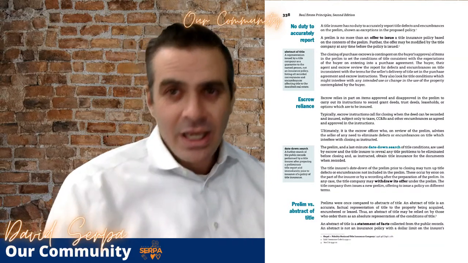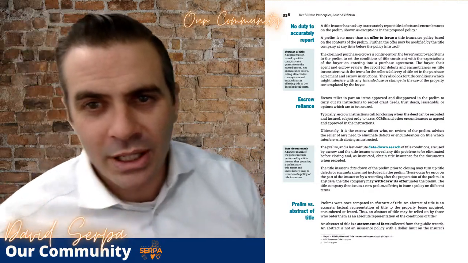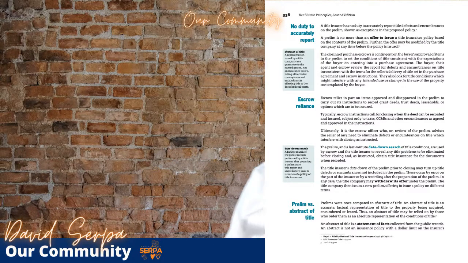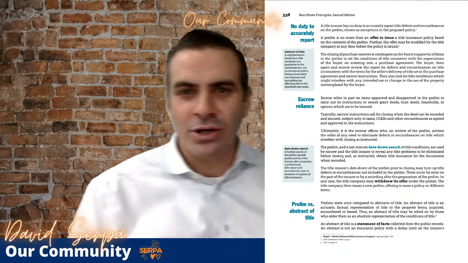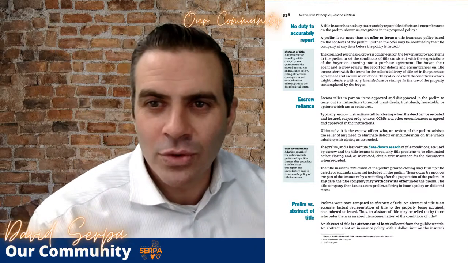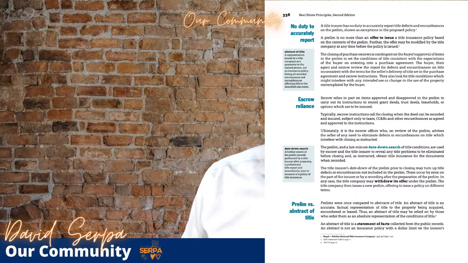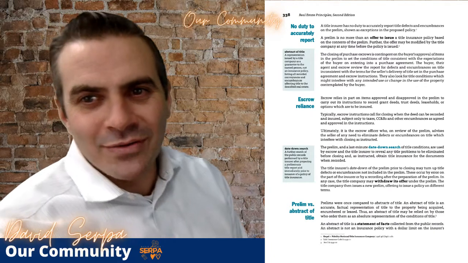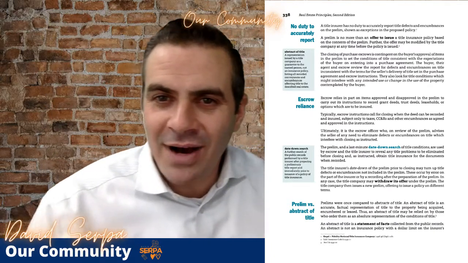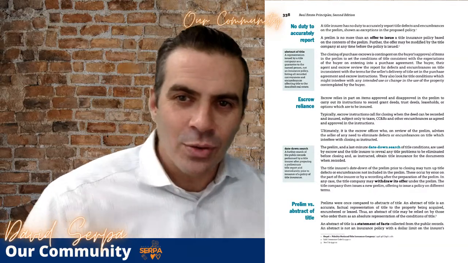Escrow reliance. Escrow relies in part on the items approved and disapproved in the prelim to carry out its instructions to record grant deeds, trust deeds, leaseholds, or options which are to be insured. Typically, the escrow instructions call for the closing when the deed can be recorded and insured, subject only to taxes, CC&Rs, and other encumbrances agreed and approved in the instructions. Ultimately, it is the escrow officer who, on the review of the prelim, advises the seller of any need to eliminate defects or encumbrances on title which interfere with closing as instructed.